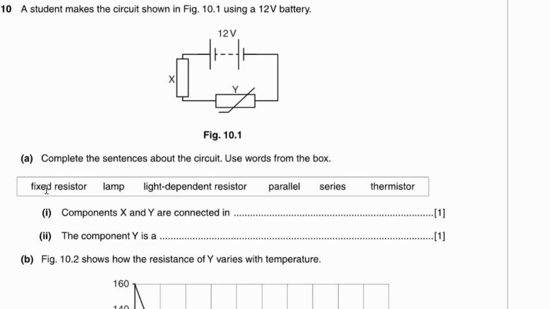Question 10. A student makes a circuit shown in figure 10.1 using a 12-volt battery. Complete the sentences about the circuit using words from the box. Okay, component X and Y are connected in series, one after the other. And component Y is a thermistor.